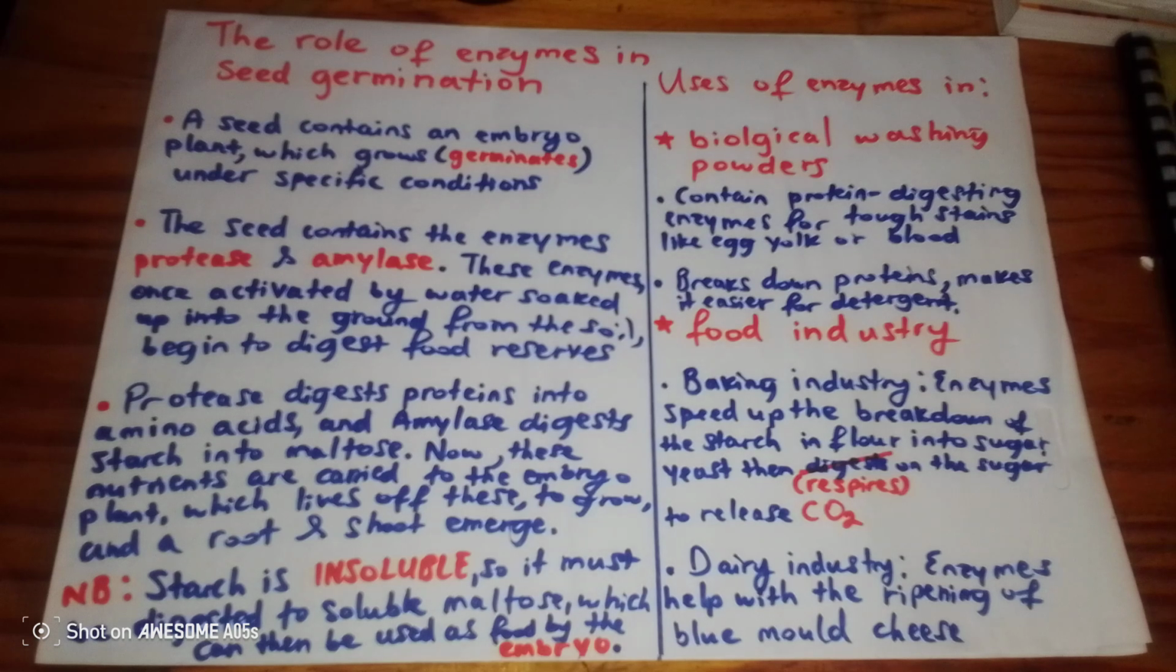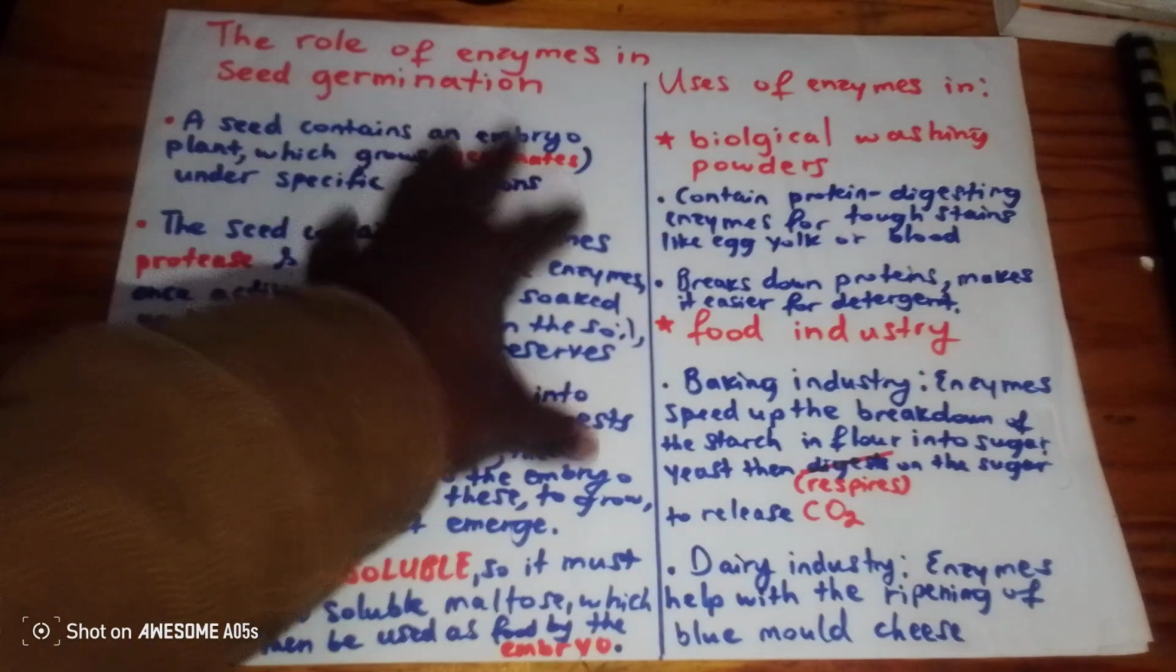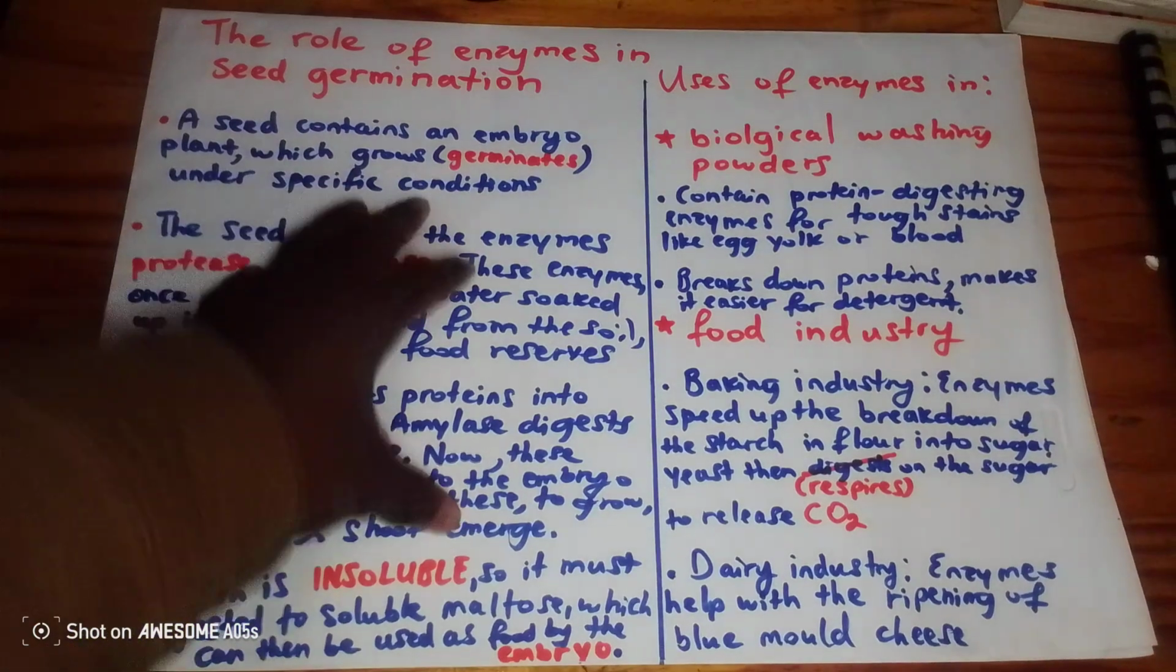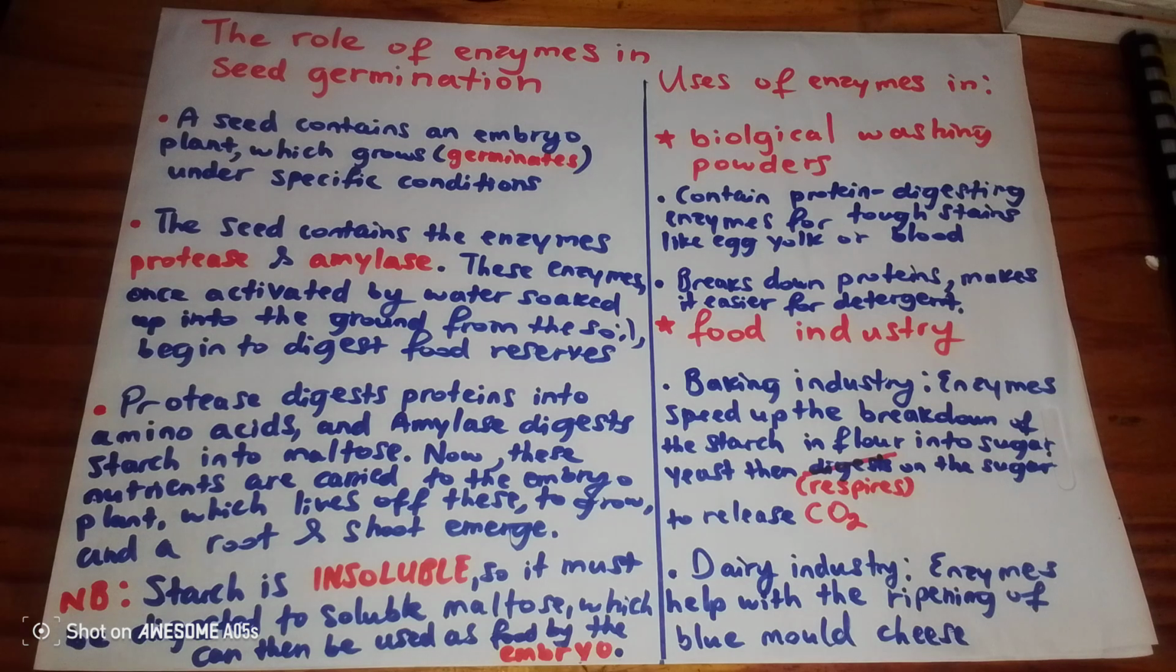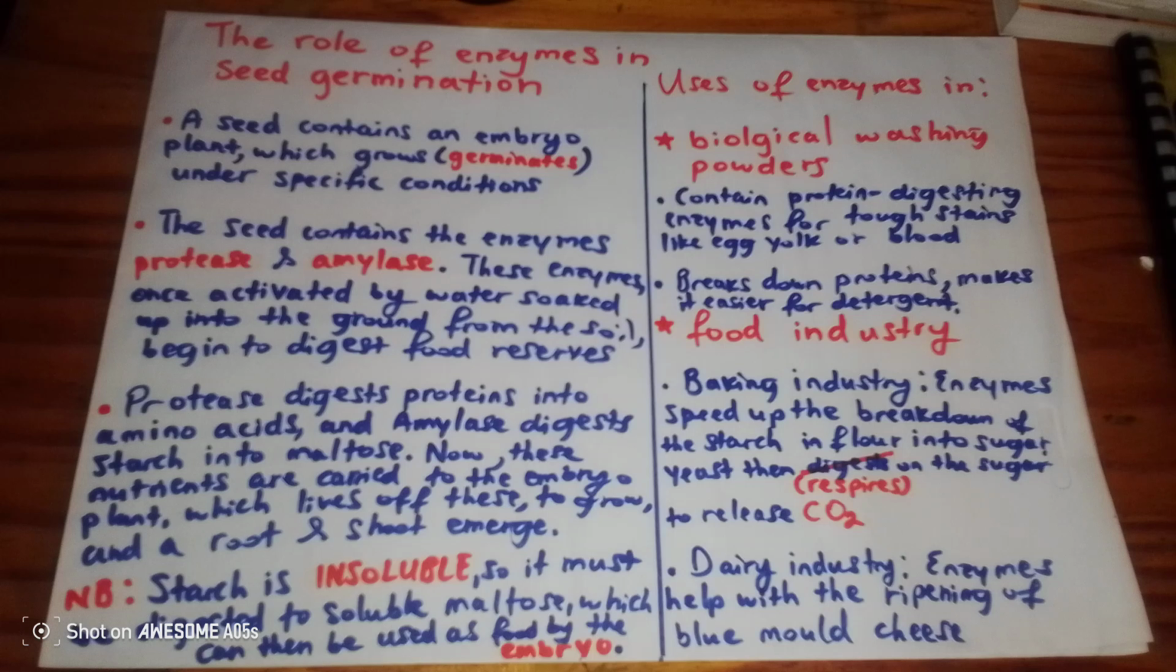Why? So that the seed will soak in the water, absorb the water, and the water will go into that seed, activating enzymes which are necessary. It is very necessary for enzymes to be activated. Why? Because in this seed there's something called an embryo plant, which grows or germinates under specific conditions, which are, of course, the water. The other one is the oxygen. Well, we won't go into that because it's a much deeper part of biology.